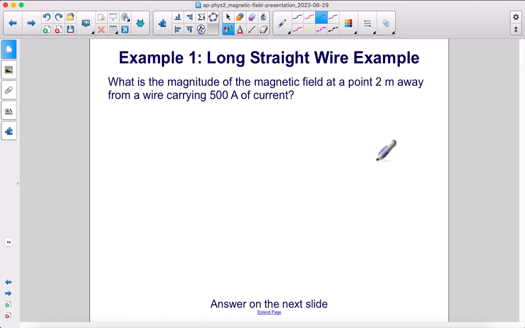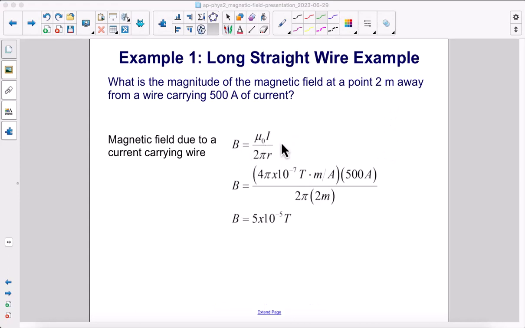What is the magnitude of the magnetic field at a point 2 meters away from a wire carrying 500 amps of current? Here is our equation. We can see that the strength of the magnetic field is directly proportional to the amount of current going through the wire. So the more current, the stronger the field around the wire. And it's inversely proportional to the distance away from the wire. So if you double your distance away from the wire, your magnetic field strength gets cut in half.